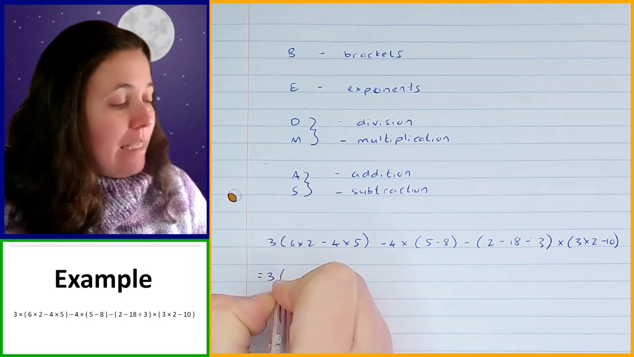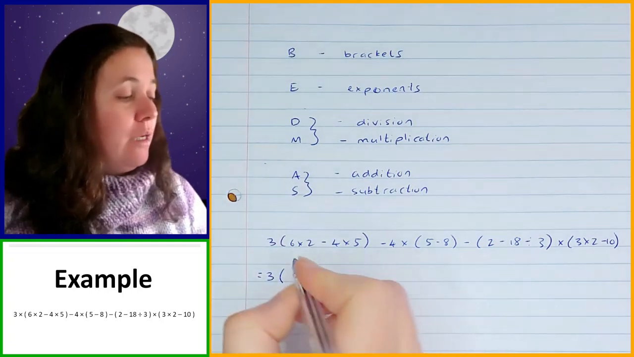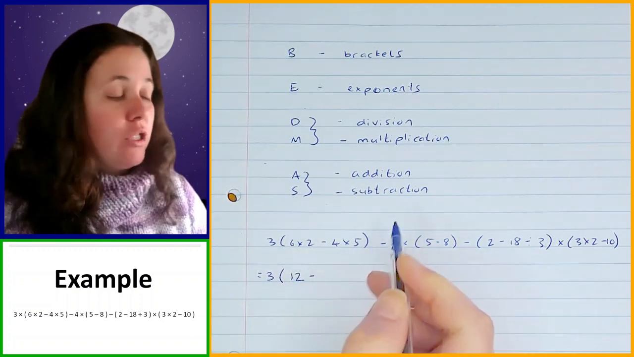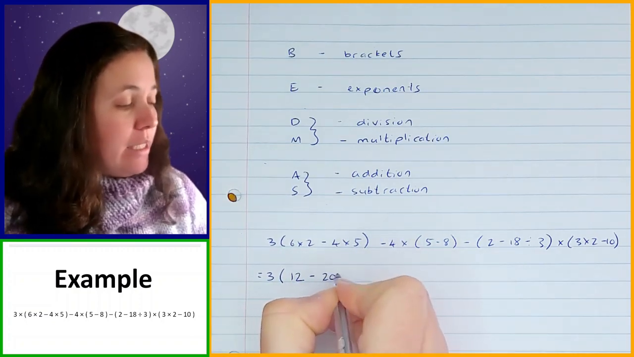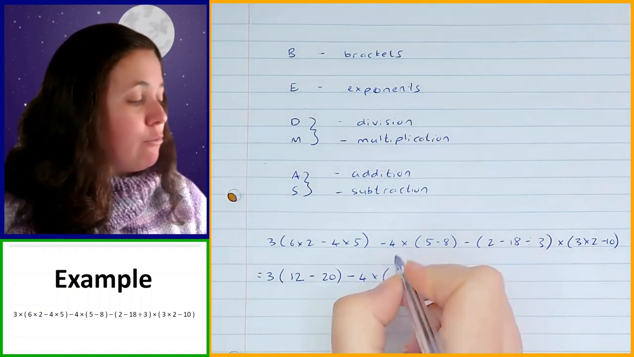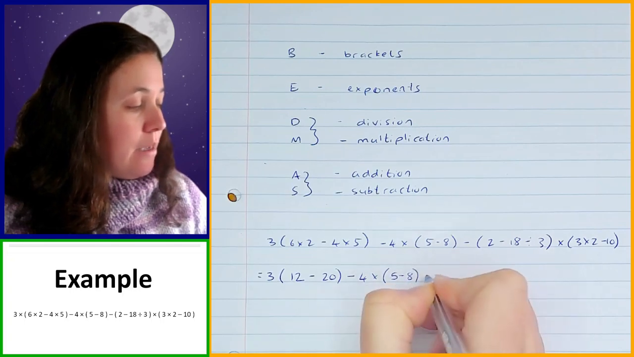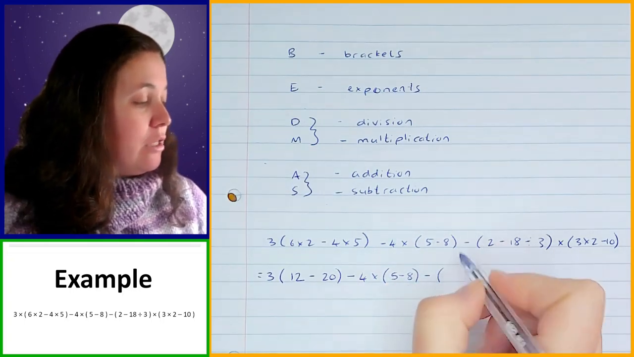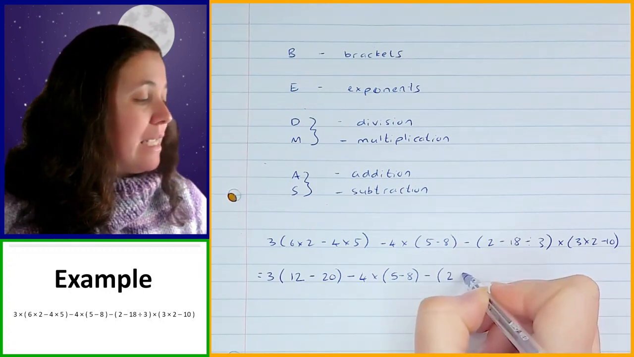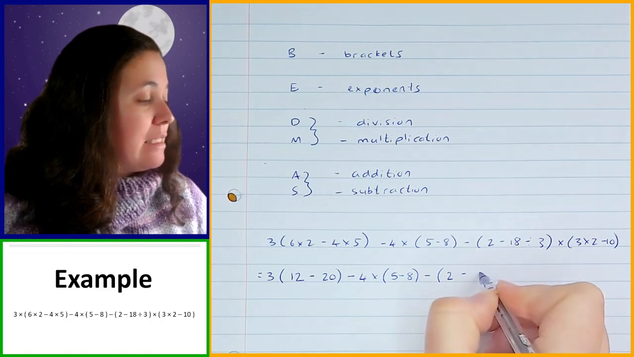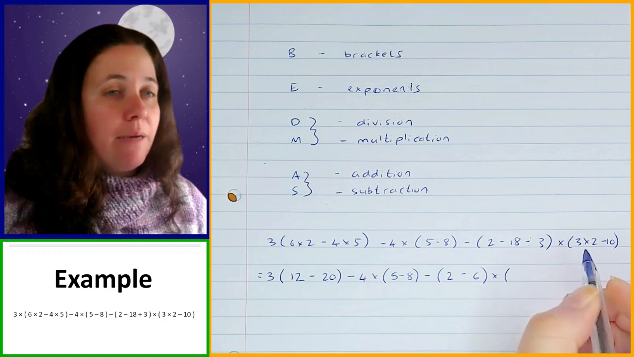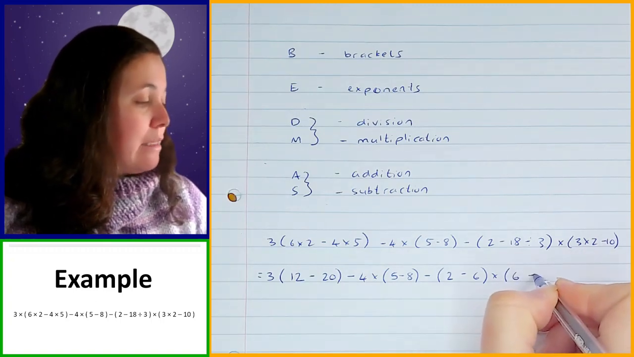So I've got 3, and then inside my brackets, I've got 6 times 2. That's multiplication, so I'm going to do it now. So I've got 12 minus 4 times 5, which is also multiplication, so I do that now. That's 20. Minus 4 times, open brackets, 5 minus 8 is subtraction, so I'm not doing that yet. Minus. Then in this bracket over here, the 2 is not being multiplied or divided by anything, so it stays as it is. But then I've got minus 18 divided by 3, which gives me 6. Times, in the last set of brackets, I've got 3 times 2 is 6, and minus 10.